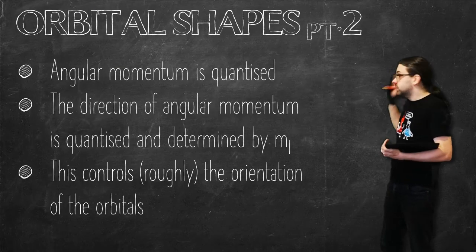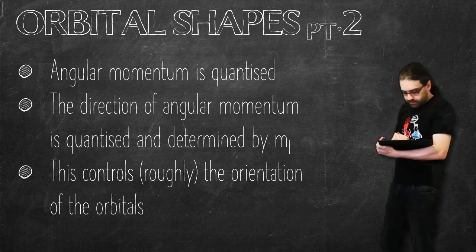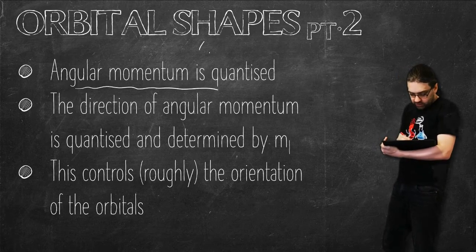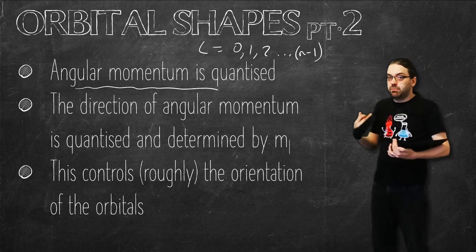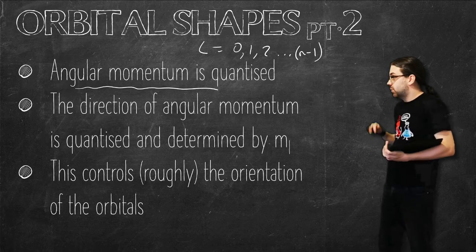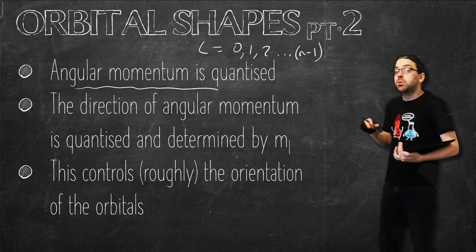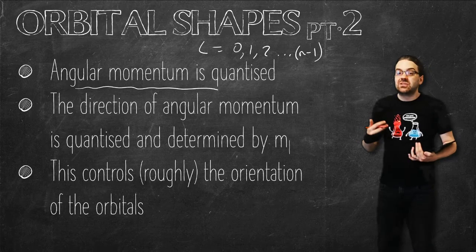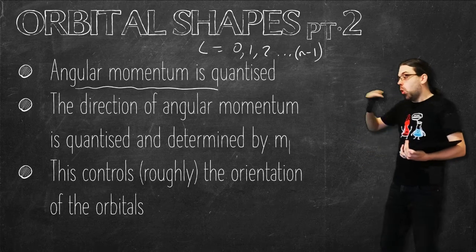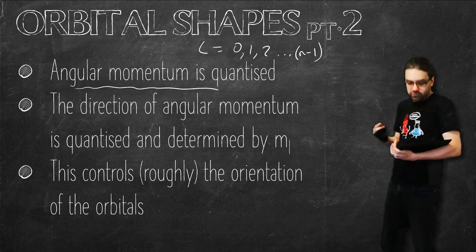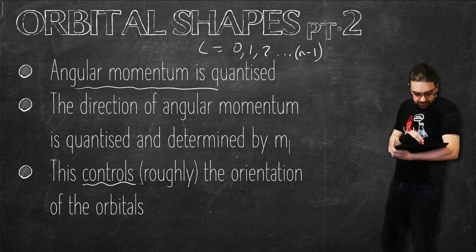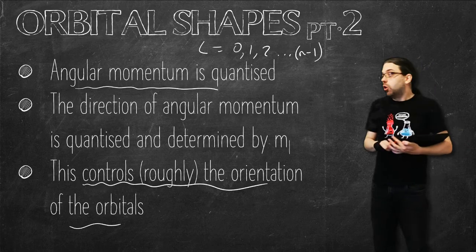Right, so let's just summarize the whole of angular momentum again. So angular momentum here is quantized. That's our L value. It can be equal to 0, 1, 2, anywhere up to n minus 1. It's always related to the principal quantum number. And the direction of the angular momentum is also quantized. So n, the principal quantum number, tells us how much energy we've got. L tells us how much of that energy is distributed into an orbital angular fashion. ml tells us how much it's pointing in the z direction. And ml therefore roughly controls the orientation of the orbitals.